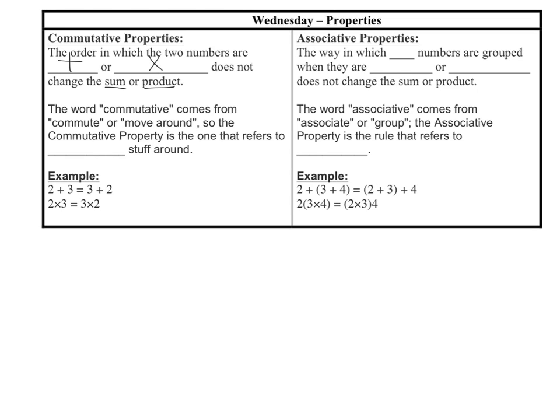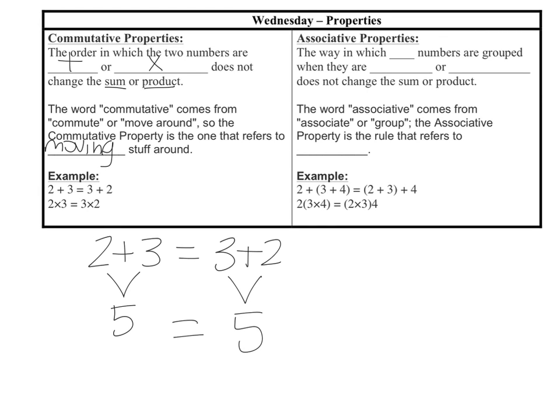The word commutative comes from commute, or move around. So the commutative property is the one that refers to moving stuff around. So for example, 2 plus 3, I could move them around to 3 plus 2, and it's going to equal the same thing. Because I know that 2 plus 3 equals 5. And if I move them around, 3 plus 2 is also 5.